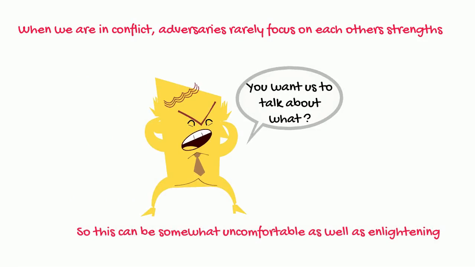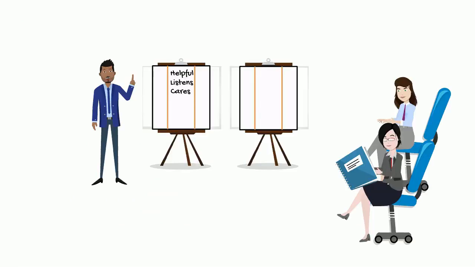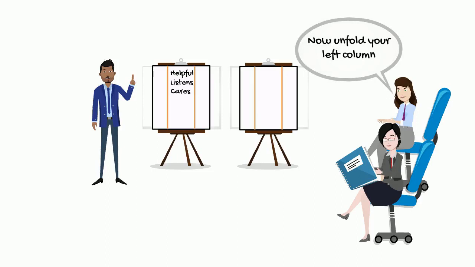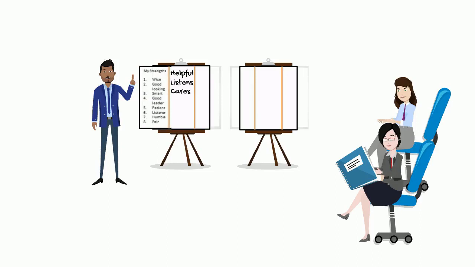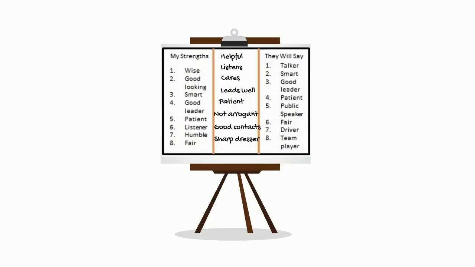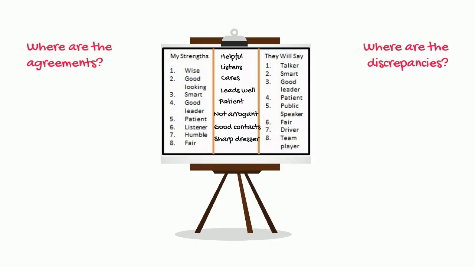The next stage is to ask the person to unfold their left column and reveal their assessment of their own strengths. They present their 8 items, one by one, again giving examples of each. Then they unfold their right column to reveal what they thought the other person, their adversary, would say. Suddenly there's a lot of information. The facilitator should explore agreements and discrepancies and encourage a good discussion about them.